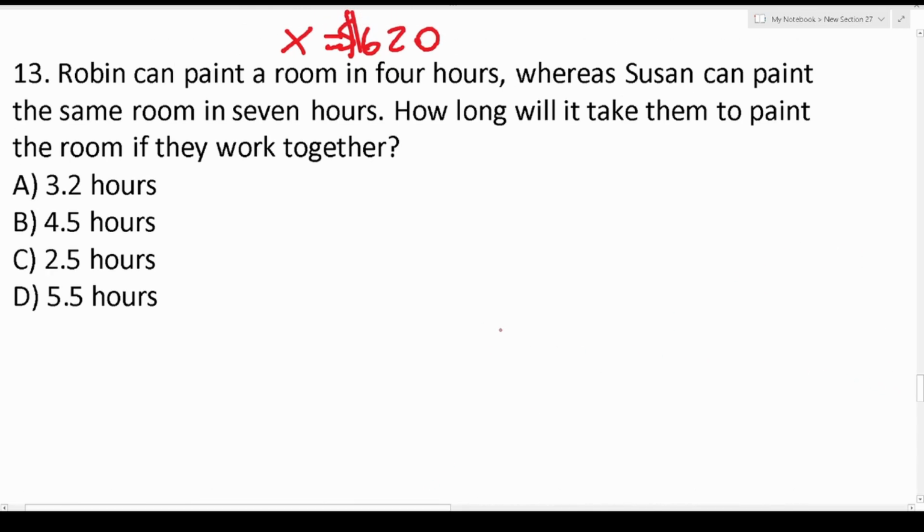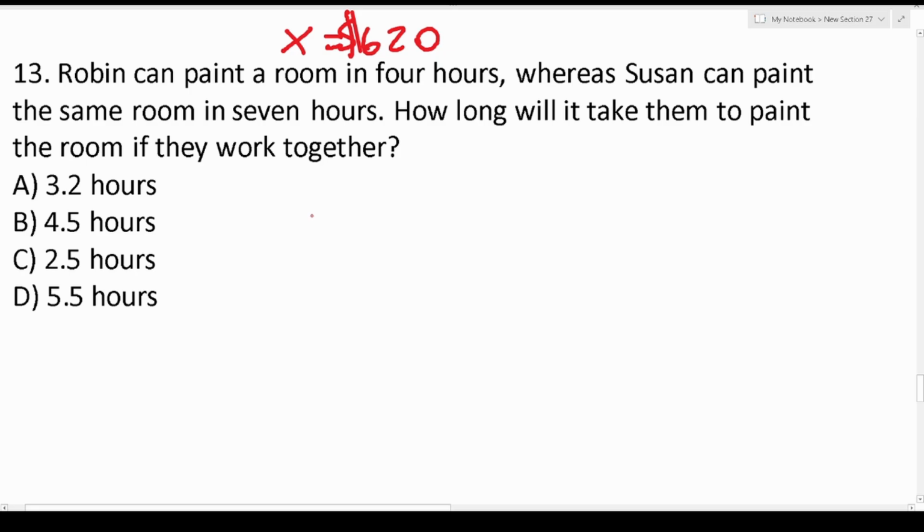All right, number 13 says Robin can paint a room in 4 hours, whereas Susan can paint the same room in 7 hours. How long will it take them to paint the room if they work together? So this is what's called a combined rate problem, and I do have a video on that.